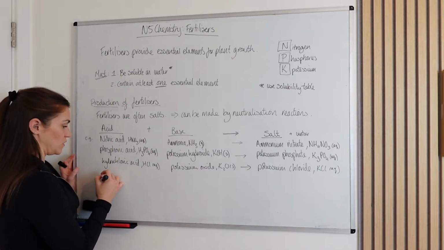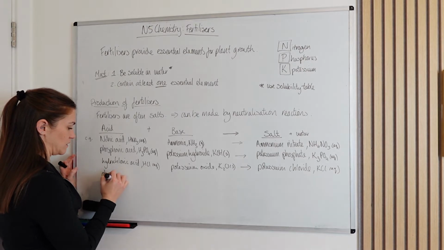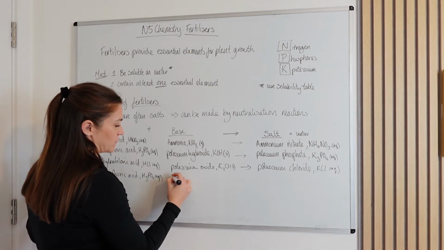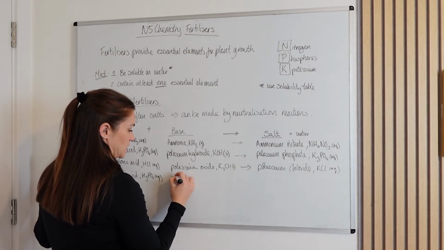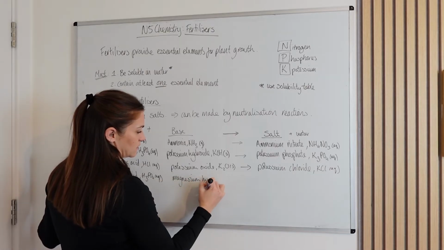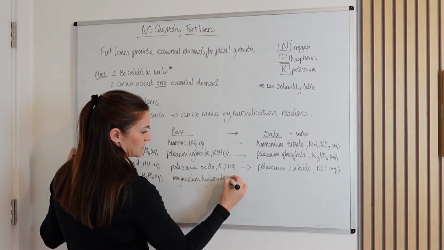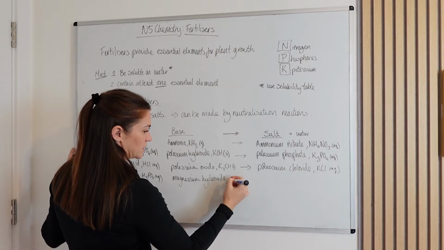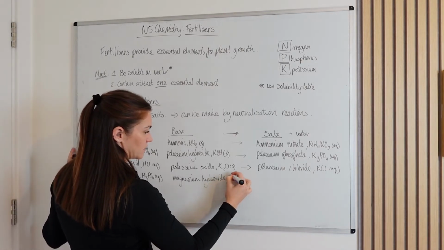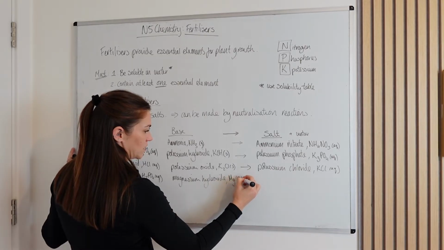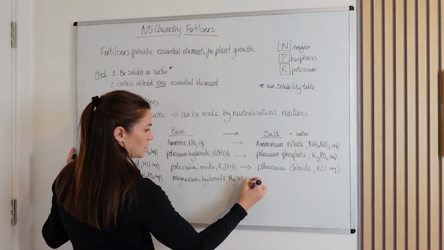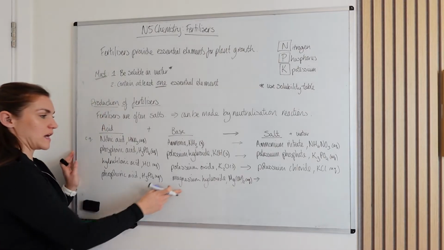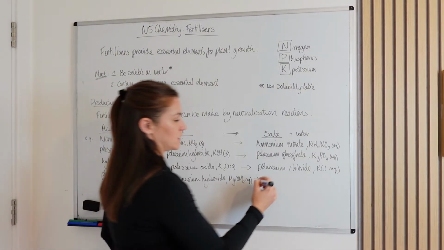So let's say we used phosphoric acid, and let's say we reacted it with magnesium hydroxide. So that's just a base. It doesn't have any of the essential elements for plant growth in it, but it is a base that we could produce a salt with. So that'd be Mg(OH)2. The salt we would make from that would be magnesium phosphate.